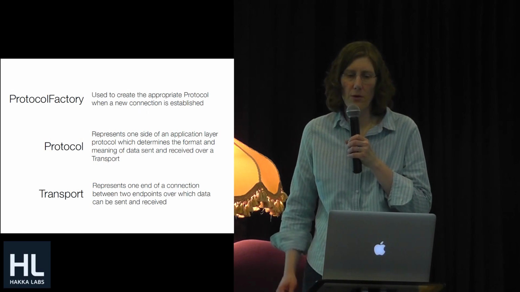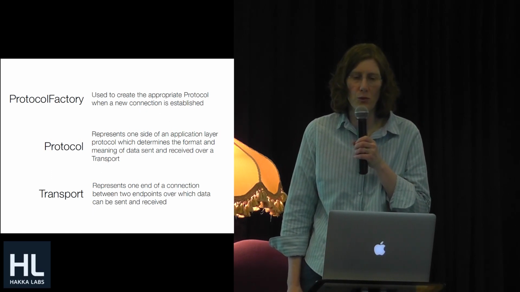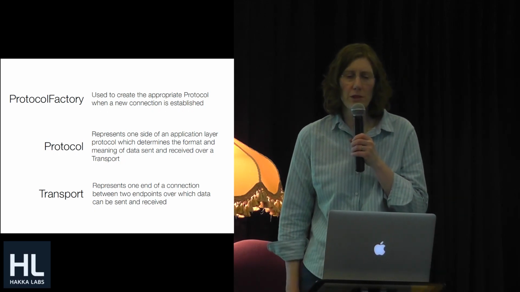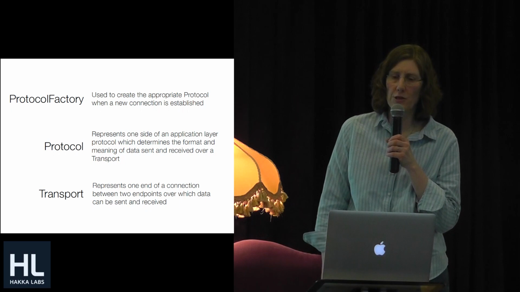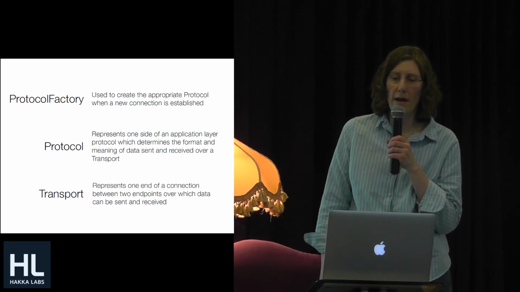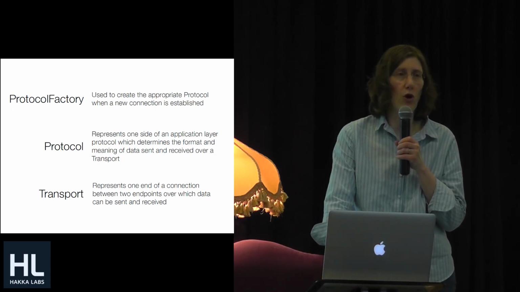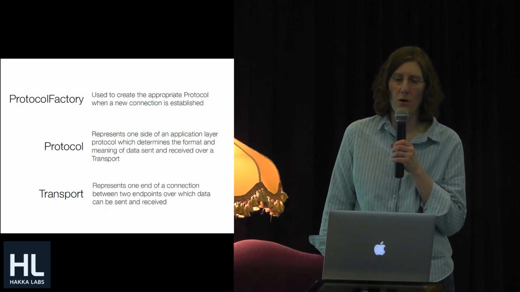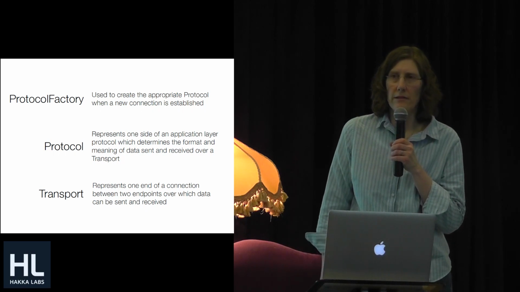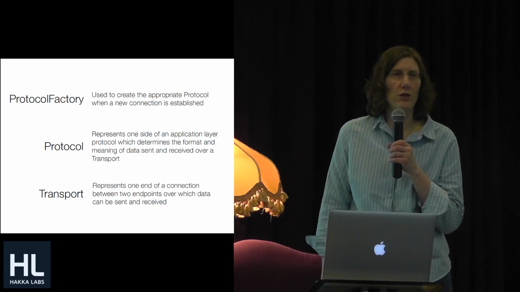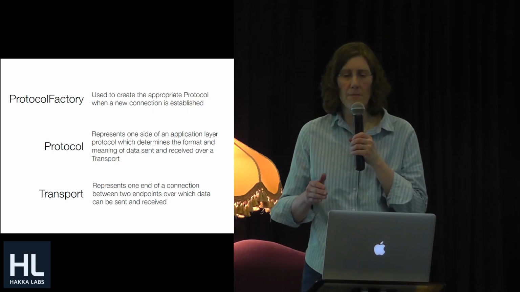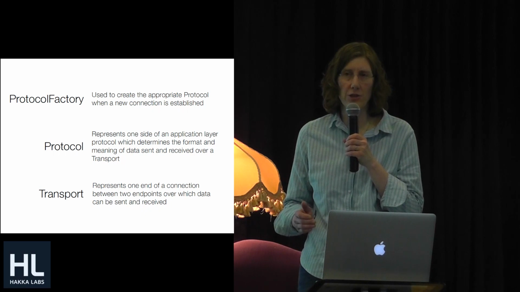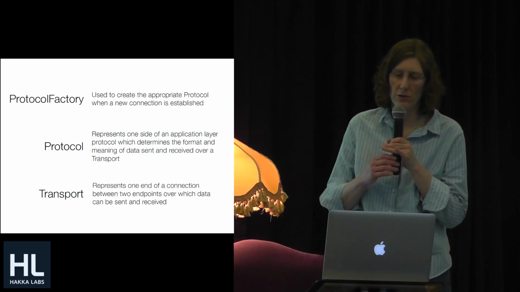In Twisted, a transport represents one end of a connection between 2 endpoints, over which bytes can be sent and received. A Twisted protocol represents one end of an application layer protocol, which determines the format and the meaning of bytes that are sent and received over a transport. And a protocol factory is used to create the appropriate protocol when a new connection is established. It's needed to remember what type of protocol should be created in the time between when the reactor starts listening for connection requests or initiates a connection and when the connection is actually established.